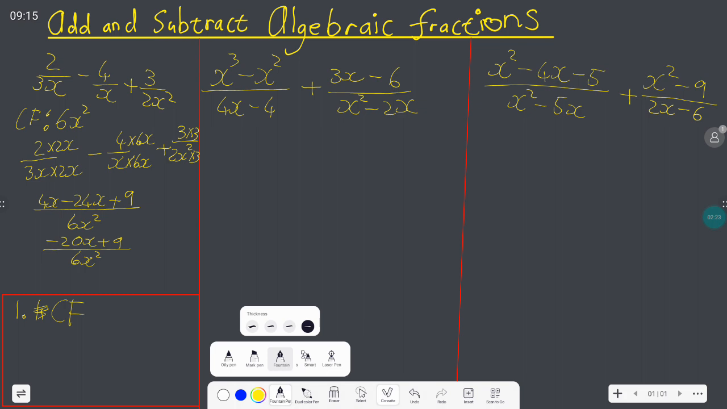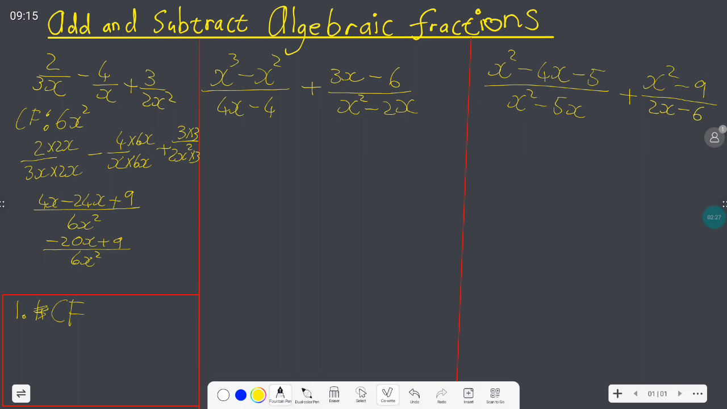So in this case, common factor is important, yes. But in some cases, I also have to factorize. So in this case, what will I be doing with my denominator first of all? I will be factorizing. Everywhere we factorize.